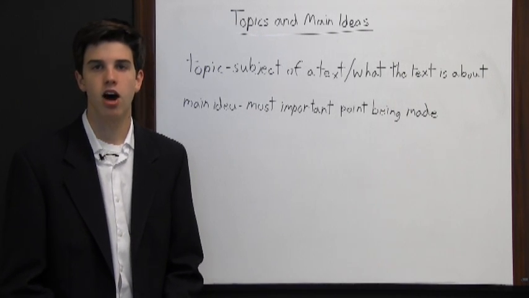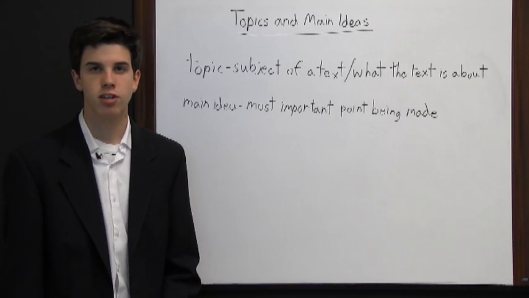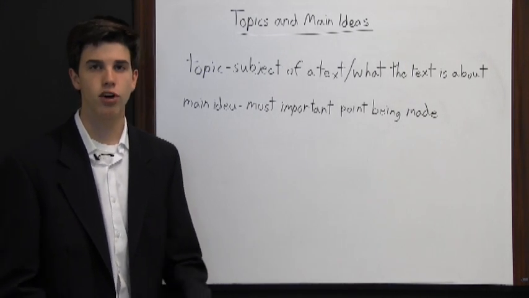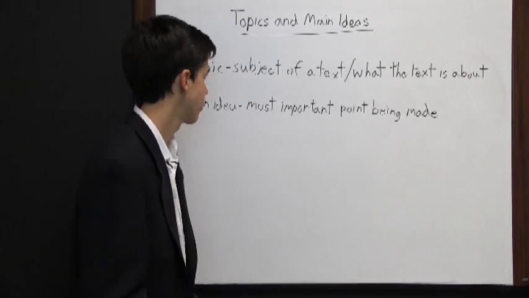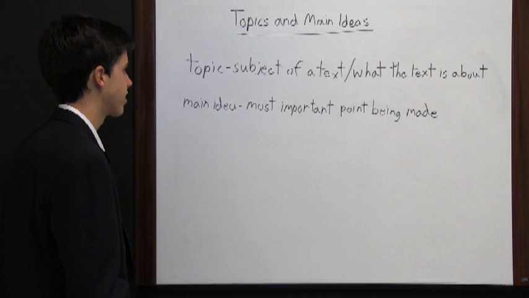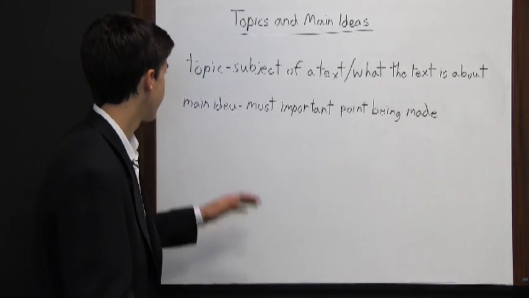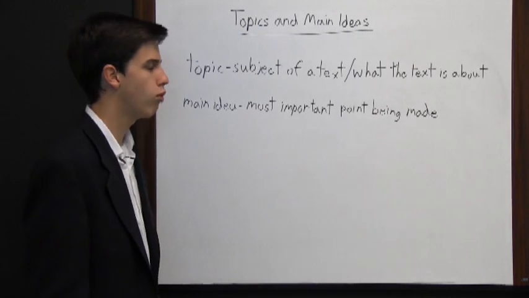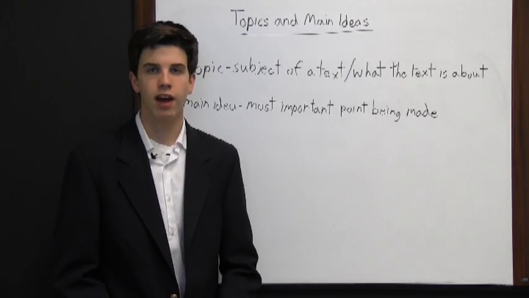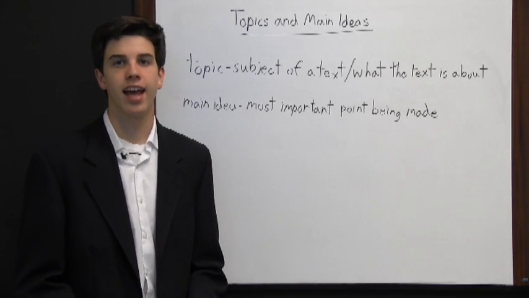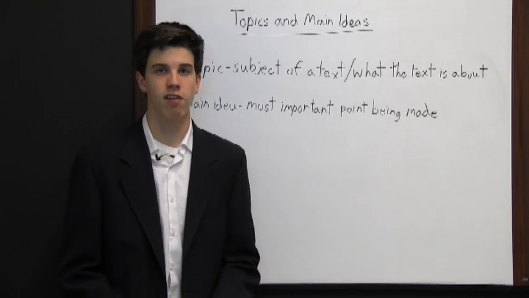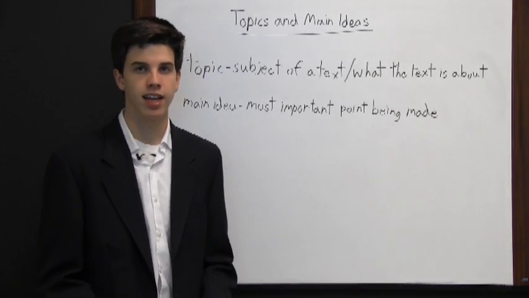Topics and main ideas are vital parts of a paper. So it's important that you know how to find the topic and main ideas. But first, we need to understand what those are. So a topic is a subject of a text. Basically, it's what the text is about. And the main idea is the most important point being made. So every paper includes a main idea and a topic. And every paragraph also includes a main idea and a topic.